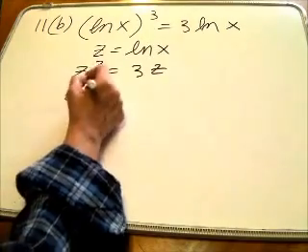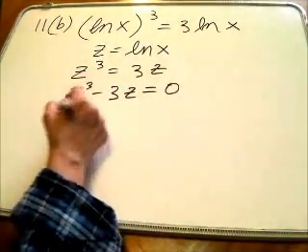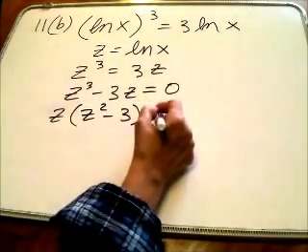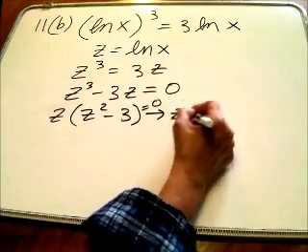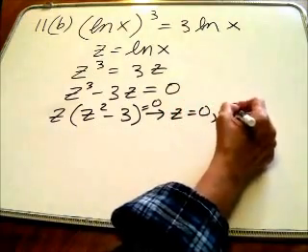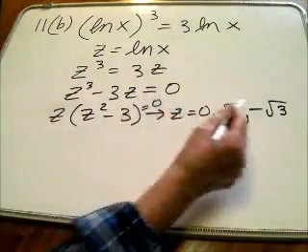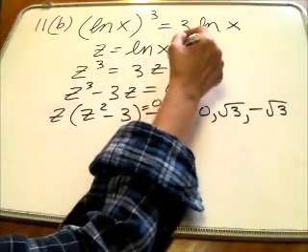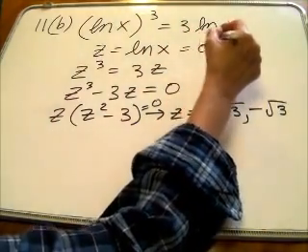Bring the 3z over. Factor out a z, and we get 3 answers. Oh, this is equal to 0, by the way. We get z equals 0, root 3, or negative root 3. And we're not taking the log of these numbers because these aren't your x's. These are your z numbers. So that means log of x can equal any of these 3 numbers.